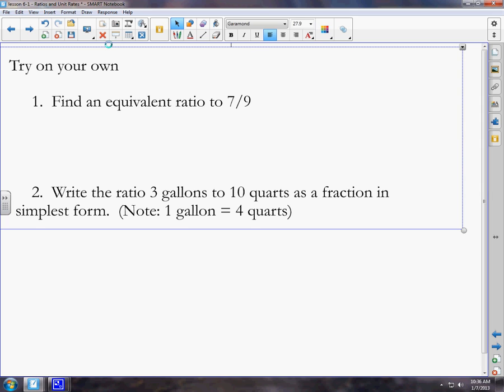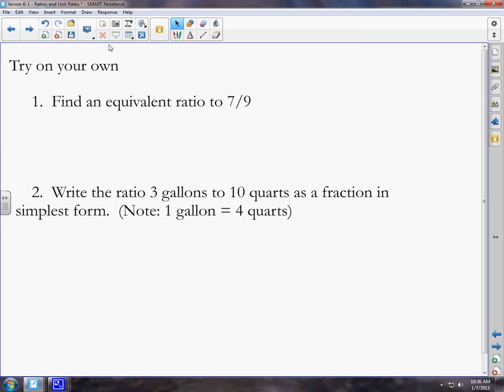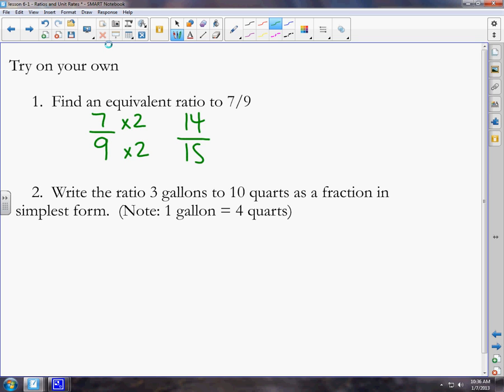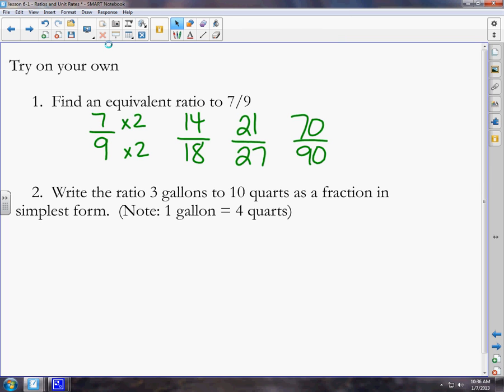Okay, so it says find an equivalent ratio to 7/9. I'm going to times this by 2 and this by 2 and get 14/18. Or you can times it by 3 and get 21 over 27. Or you could add a 0 and get 70 over 90. There's a lot of different ways.